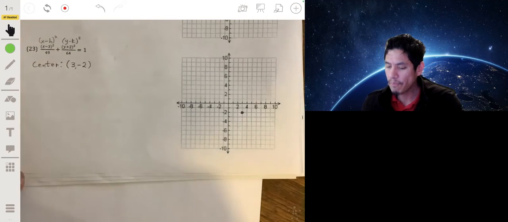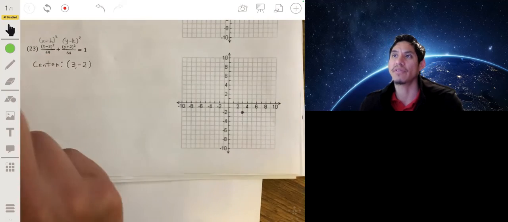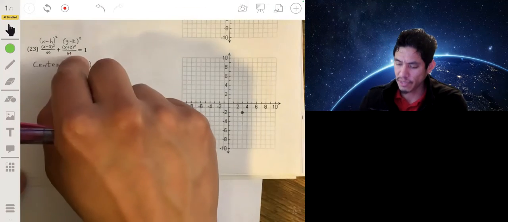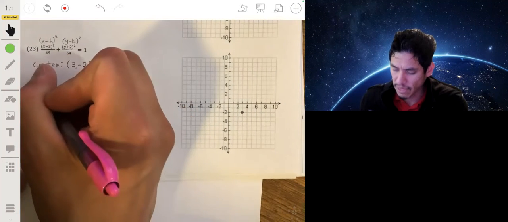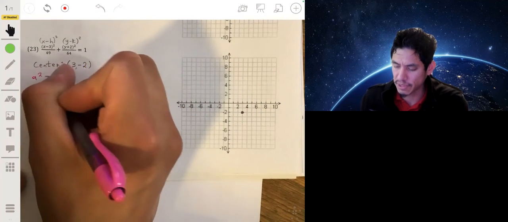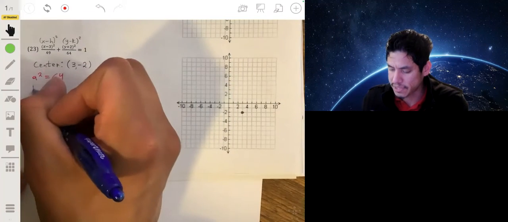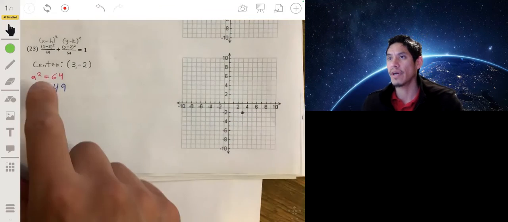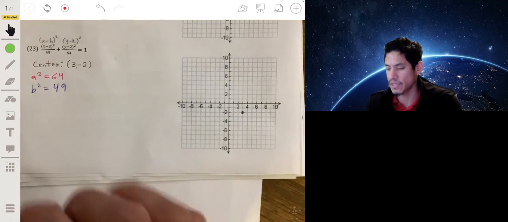So to figure out which value helps us figure out the vertices and which value helps us figure out the co-vertices, we look at which one's bigger. The bigger one is going to represent our a squared. So a squared will be 64, and then b squared will be equal to 49. The a value helps you figure out where the vertices are. The b values help you figure out where the co-vertices are.